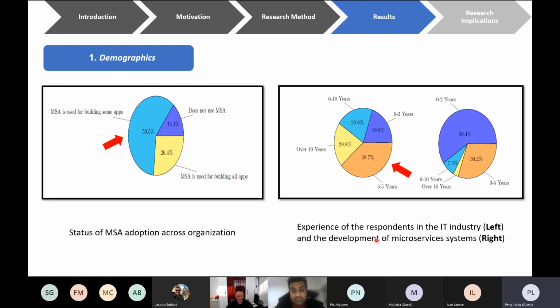Similarly, regarding the experience of the respondents in the IT industry, we found that 38.7% of the participants had 3 to 5 years of experience in the industry, and 59.4% of participants had 0 to 2 years of experience regarding the development of microservices-based applications.